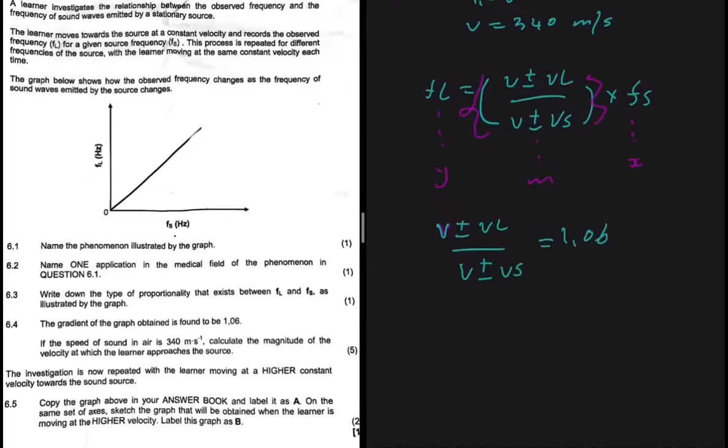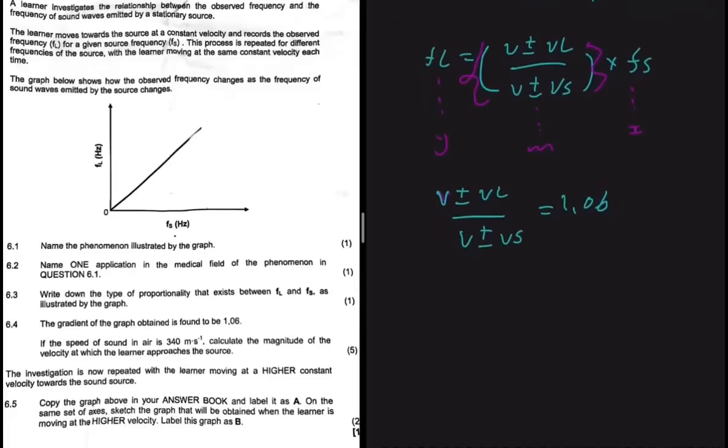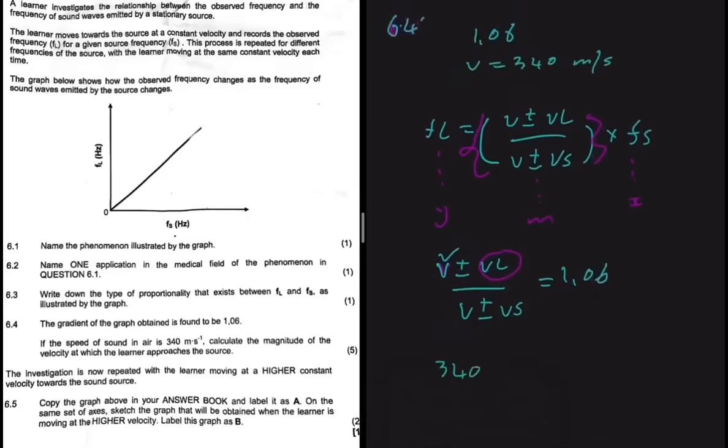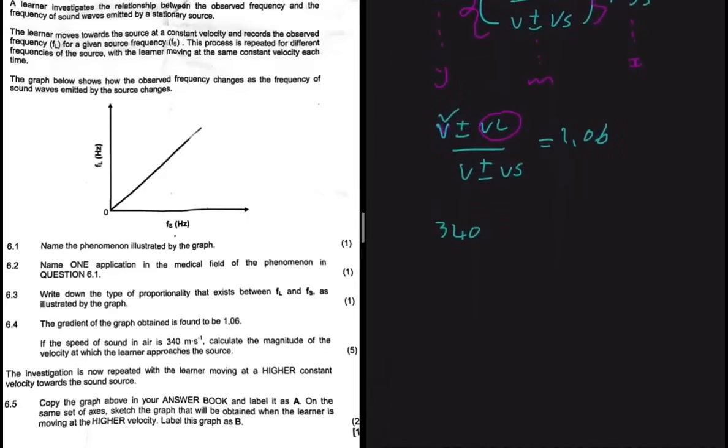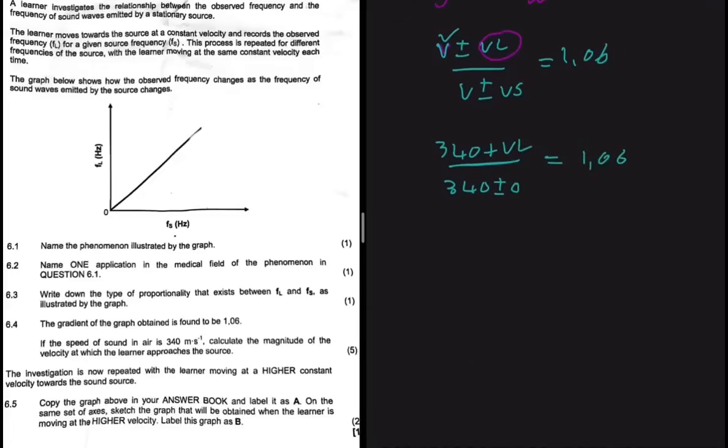So now we can substitute our values and solve for VL, the velocity of the listener. This V here is for the sound in air, so we're going to have 340. Because we are told that the learner is moving towards the stationary source, you must have plus VL, and then divided by 340. The sound source is stationary, so we're just going to have plus or minus 0, which is just 0. And this will be equal to 1.06, right?